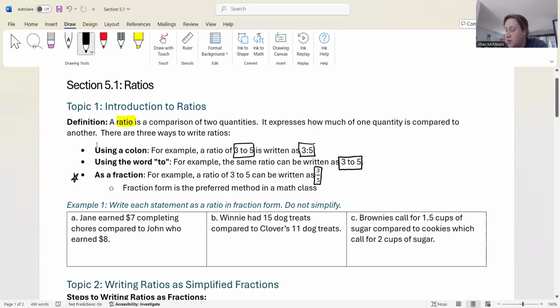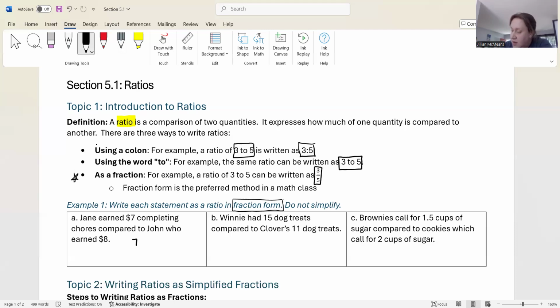For example one, it says write each statement as a ratio in fraction form. Again, in a math class, your default with ratios should always be a fraction unless told otherwise. The directions also say do not simplify. We'll talk about simplifying ratios in the next video. For part A, it says Jane earned $7 completing chores compared to John, who earned $8 completing chores.